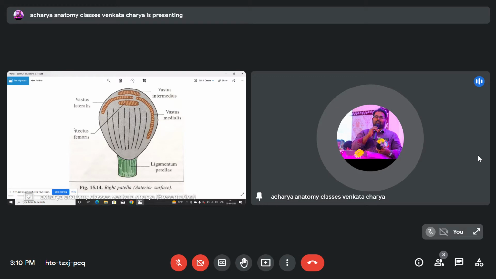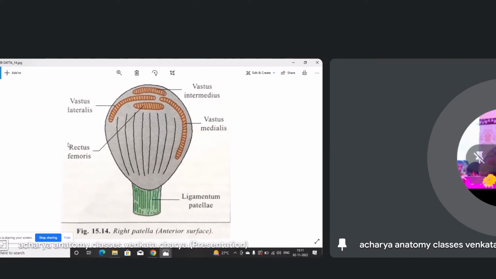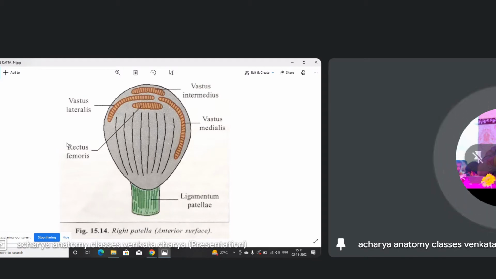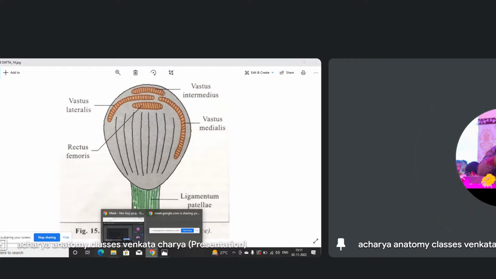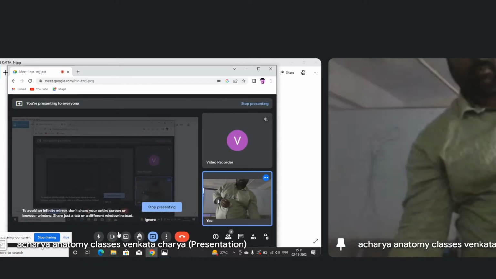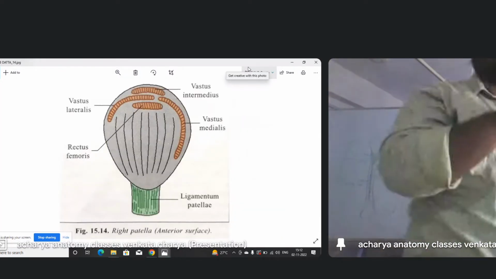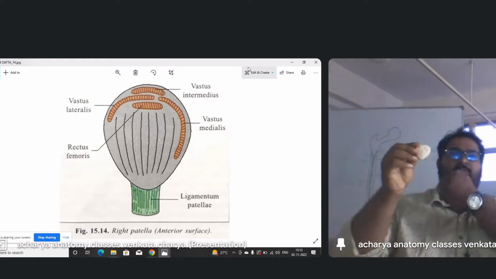Next, articular surface. The articular surface faces posteriorly. Okay, so see here, the articular surface faces posteriorly.